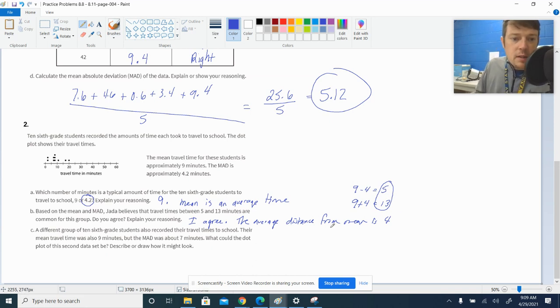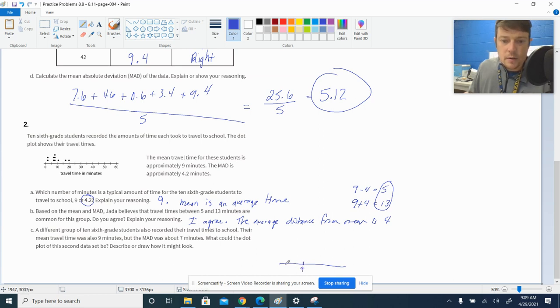A different group of 10 sixth grade students also recorded their travel times to their school. And their mean travel time was also 9, but the MAD was about 7. What could the dot plot of this second data set be? Describe or draw how it might look. Okay, well, my guess, since their average was the same, the dots are going to be centered around 9, right? So the dots would be centered around 9, which is, we'll put 9 here.